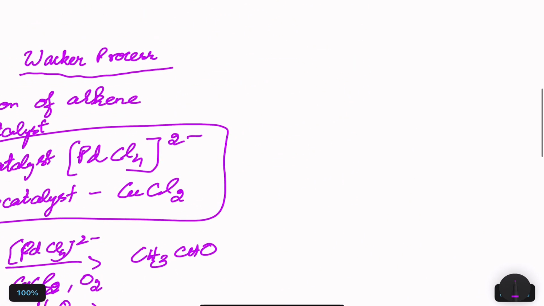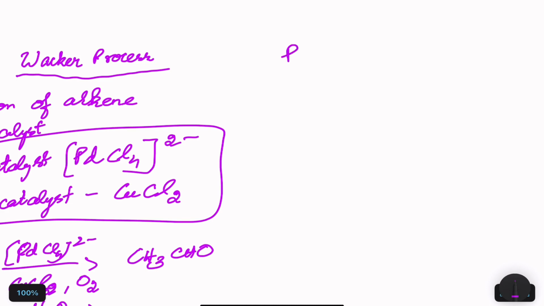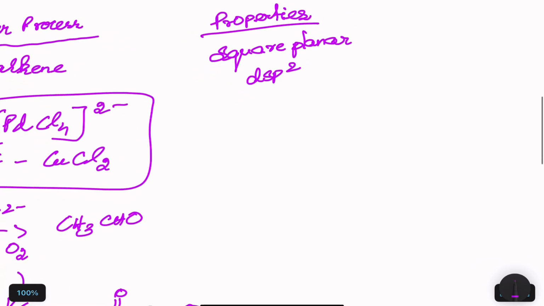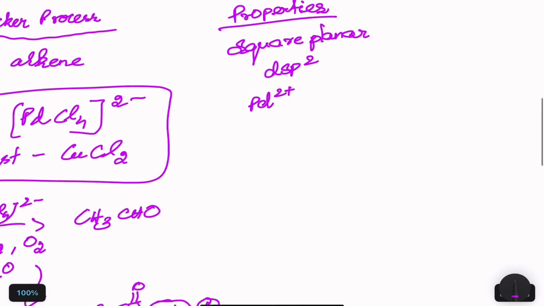Okay. So now the properties of this palladium catalyst. What are the properties? Basically the structure of this catalyst is square planar. Square planar structure. Okay. Square planar means what hybridization? dsp2 is the hybridization. Okay. So basically 4 ligands. Whenever this palladium is having 4 ligands, the palladium will be in +2 oxidation state only.